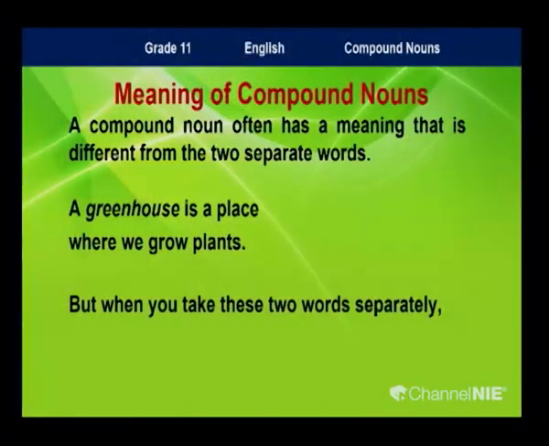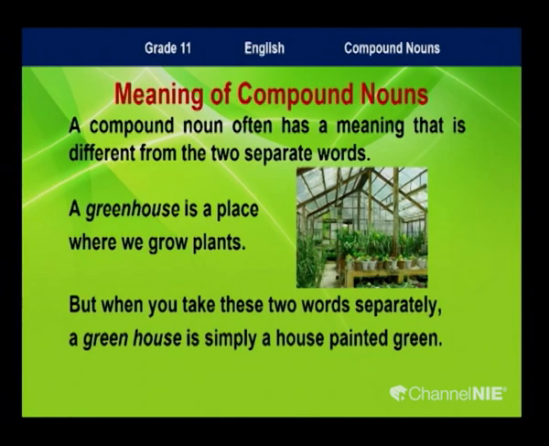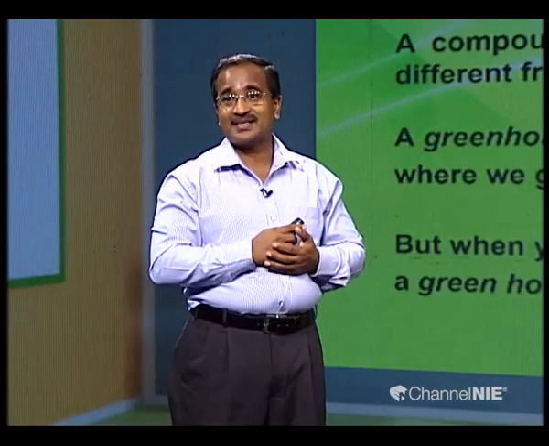if you take it as a single word, a compound noun, greenhouse is a place where we grow plants. If you take it as two separate words, it gives the idea of a house which is painted in green color. Look at the picture of the greenhouse. This is what you call a greenhouse that we have in our schools. In this greenhouse, we grow plants.